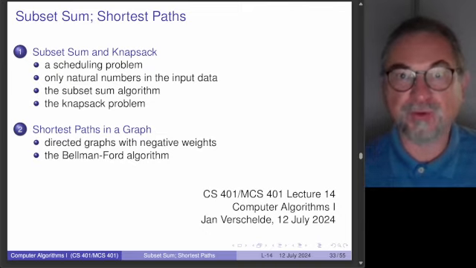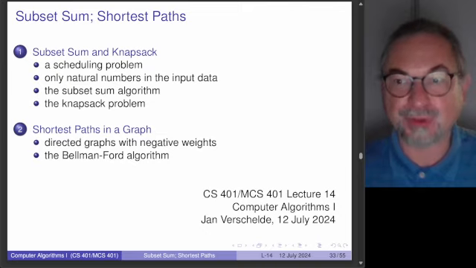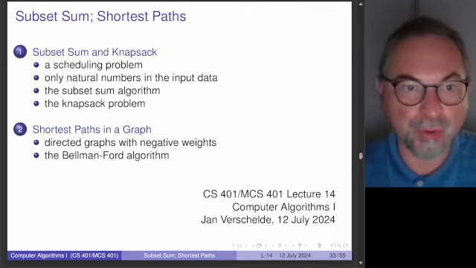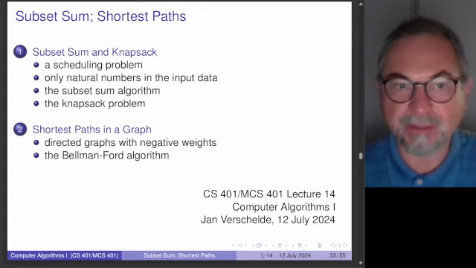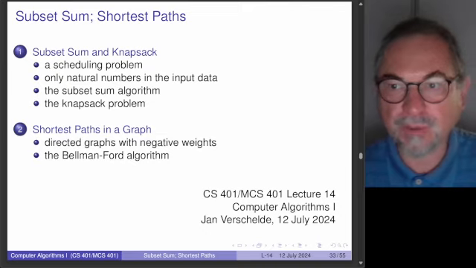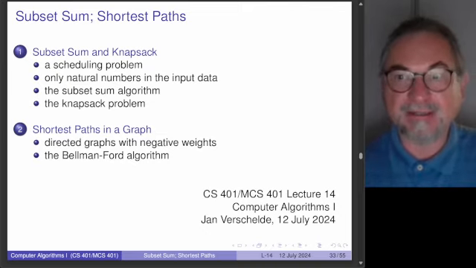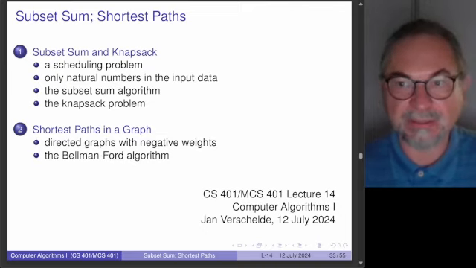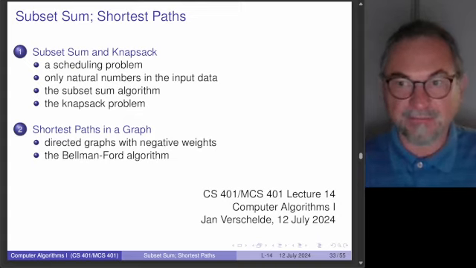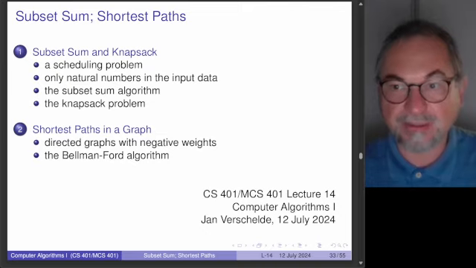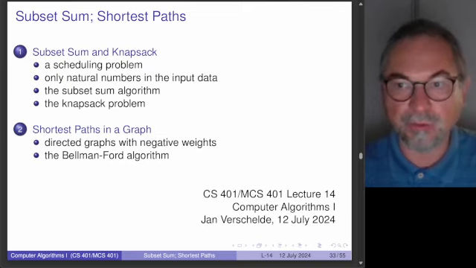So we are also closing off the chapter on dynamic programming with the problem of computing all shortest paths in a graph, where the graphs are directed and they may contain now negative weights. That aspect of having negative weights will make it so that greedy algorithms will not apply.